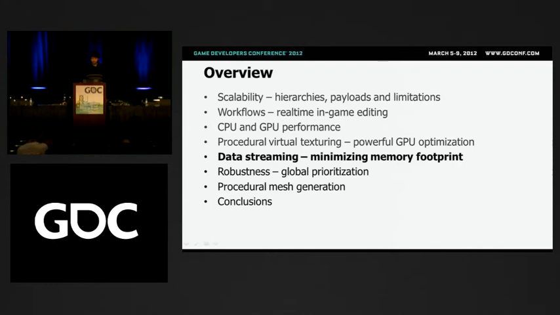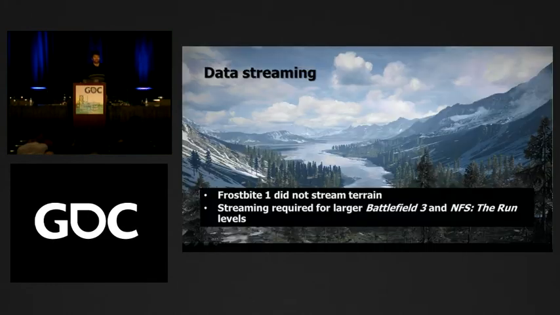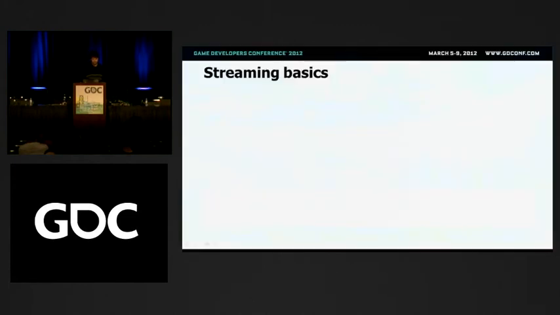I will now talk a bit about the streaming solution that we have to get the memory footprint down. In the previous version of Frostbite, used in the Battlefield Bad Company games, for example, we didn't stream the terrain because we didn't have a need to. But now the requirements have changed and the levels are bigger, and we're also doing the Need for Speed games, which actually have even bigger levels than Battlefield 3. So we had to do something with streaming here.